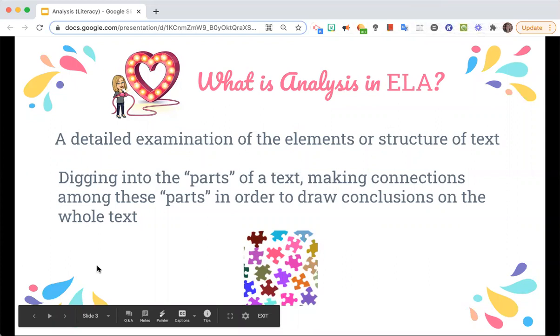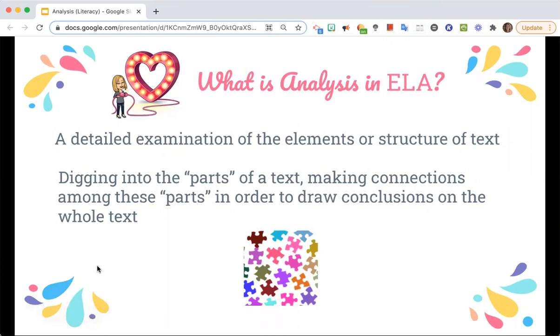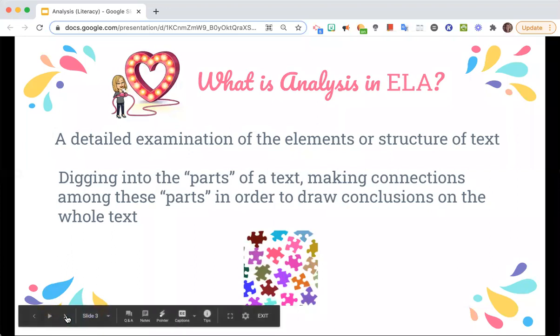So let's dig in. What does analysis mean, particularly in the field of English language arts? If we look at the definition on the screen, a detailed examination of the elements or structure of text. It is an examination. We are digging in head to toe, left to right. We're digging into the parts of the text, making connections among and between these parts, and then drawing conclusions on the whole. So we're going to dig in and see what this looks like.